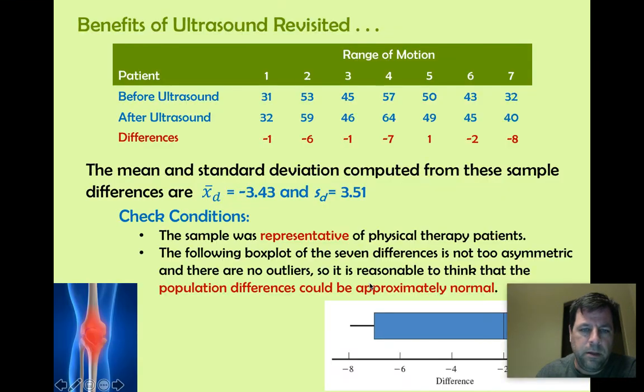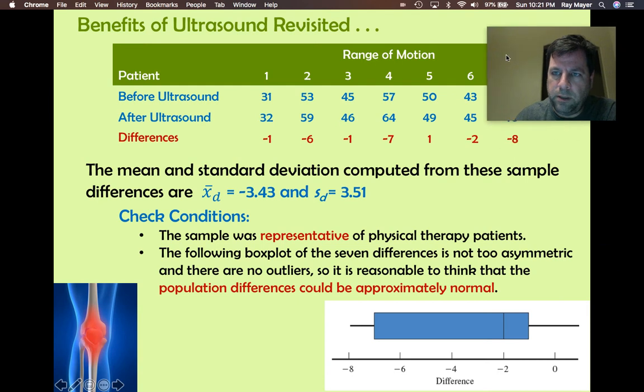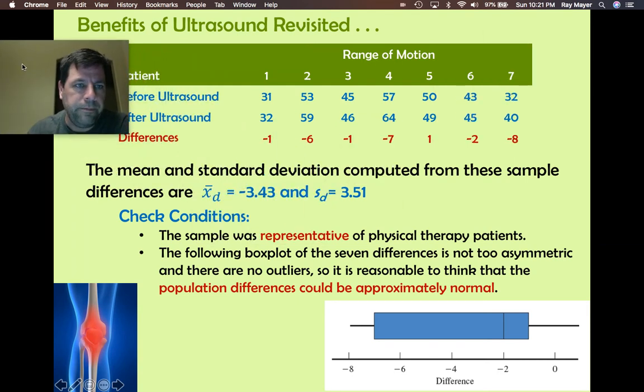PowerPoint. Okay. Check the conditions. I need to move me. Let's go over here. Okay. Check the conditions. The sample is representative of physical therapy patients. The following box plot of the 7 differences is not too asymmetric. There's no outliers. It's reasonable to think that the population differences could be approximately normal.